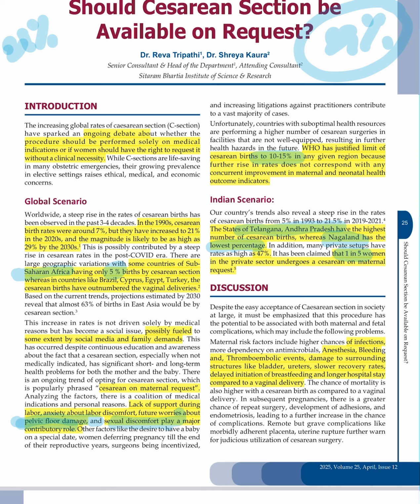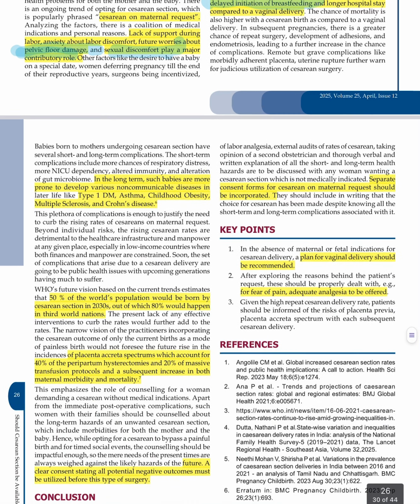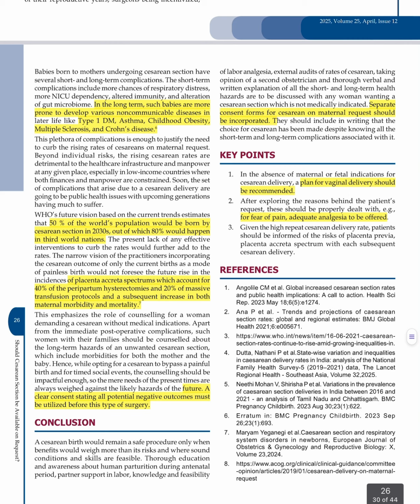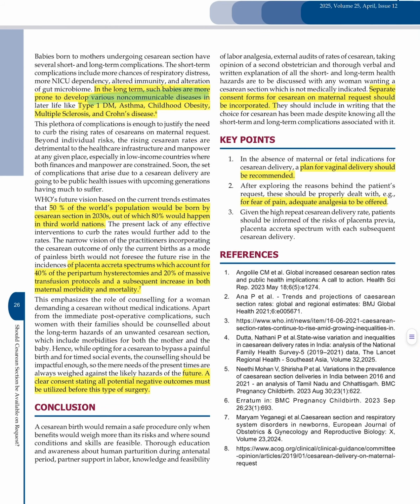Coming to the discussion, there are many risk factors for women undergoing cesarean section. There are infections, anesthesia problems, bleeding disorders, and injury to other adjacent organs, and they can't breastfeed immediately. They'll stay longer in the hospital. These disadvantages are there. Babies are also prone to develop non-communicable diseases like type 1 diabetes, asthma, childhood obesity, Crohn's disease, and so on.